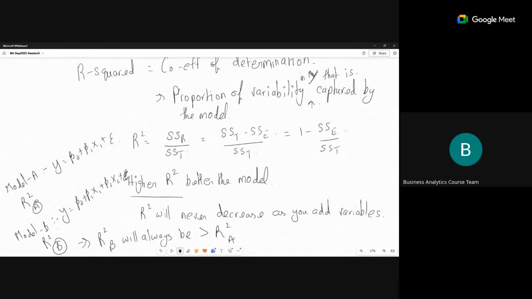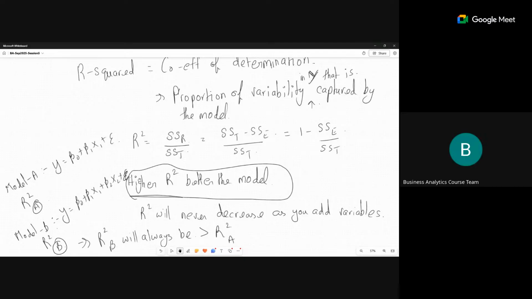So the question: higher R squared, better the model. There's no doubt in this statement. This statement holds true. So what does it mean? I'll just keep on adding variables and my model will become better? No, because the simpler model is always the best. You could end up adding variables which are multicollinear. Those problems will come.